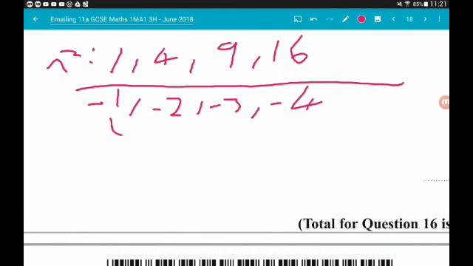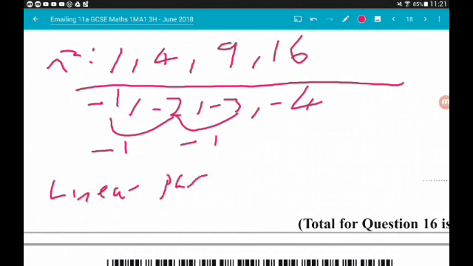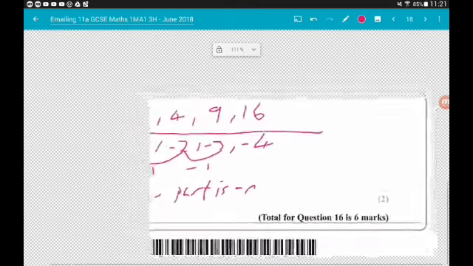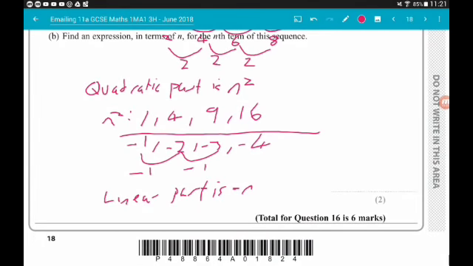Now each time, to get from term to term, we're subtracting 1. So the linear part is minus n. So the whole sequence is n squared minus n. I'll put my sequences stuff and simultaneous equations stuff down below.